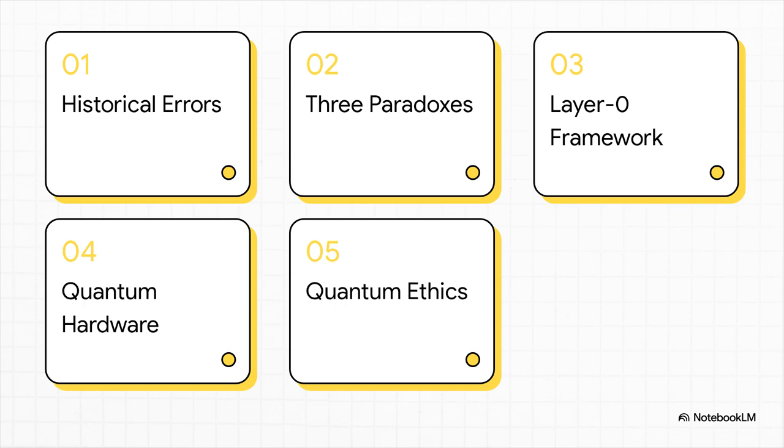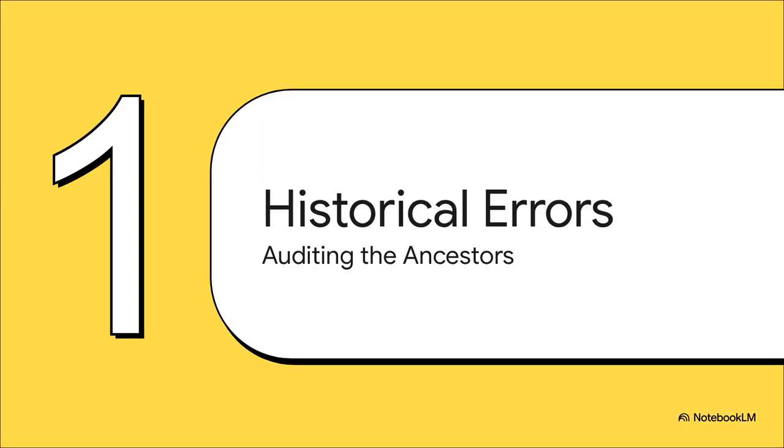First, historical system errors. Second, the three grand paradoxes. Third, the Layer 0 architecture. Fourth, quantum computing as hardware. And finally, quantum immortality and ethics. Let's get to it. Section 1. Historical System Errors, Auditing the Ancestors.